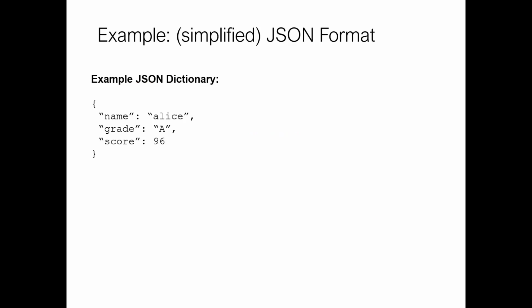Okay, for my final example, we're going to take a look at the JSON file format. And this is a simplified definition designed to demonstrate the recursive nature of these files. So here I have an example of a JSON dictionary. And the term JSON dictionary is actually defined as a set of JSON mappings. So let's go take a look at what that means.